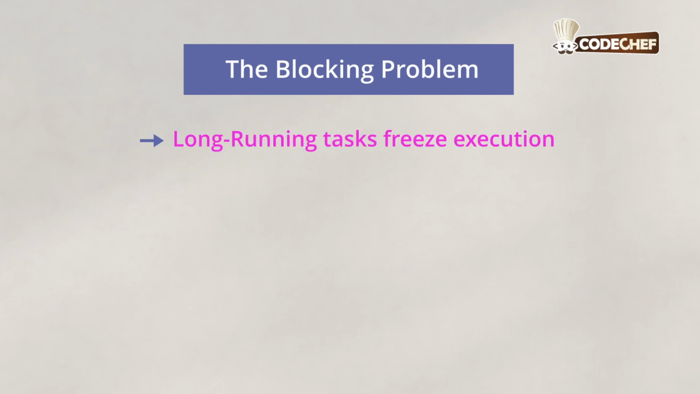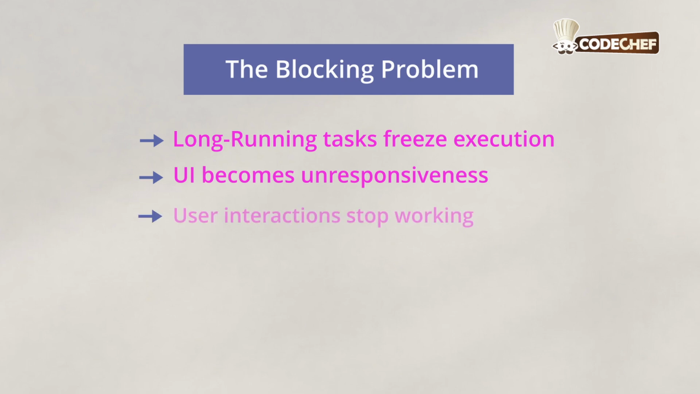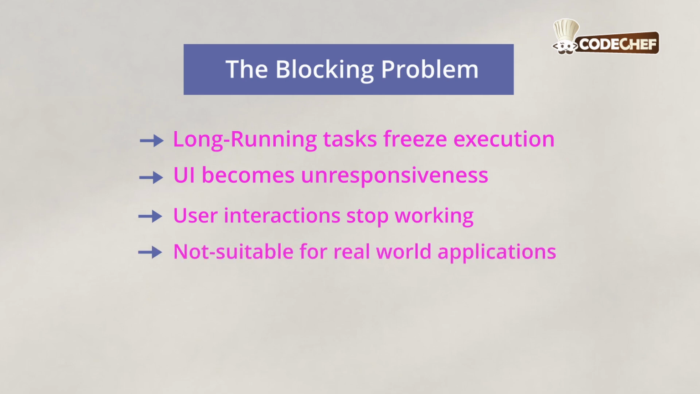Now coming to the blocking problem. The main problem with synchronous execution is blocking. If one task takes too long, JavaScript cannot do anything else. The UI freezes, buttons stop responding, and the app feels broken. This is unacceptable for real-world applications.